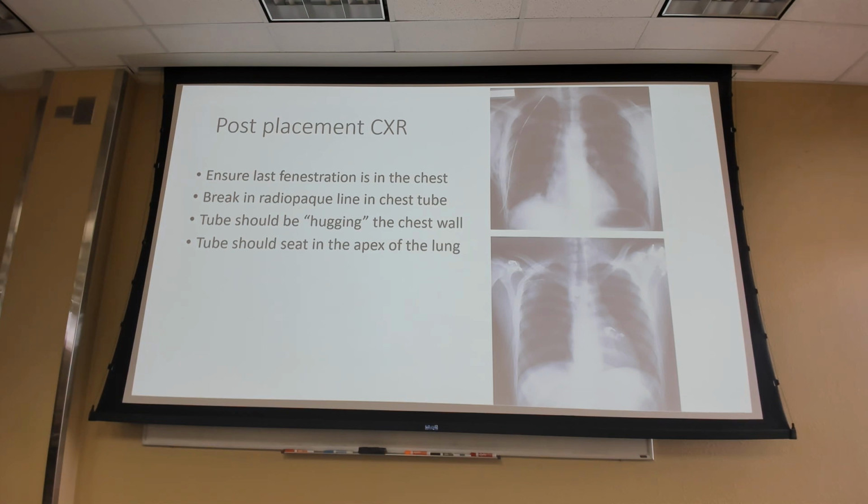So you need to make sure that last fenestration is in there. It has radio-opaque lines across it, and the tube should be hugging the chest wall, and it should seat in the apex. So what do we see in these two x-rays here? Do they both look good? I mean, I'm asking, so probably not, right? Which one's good, which one's bad? What's wrong with the one on the bottom?